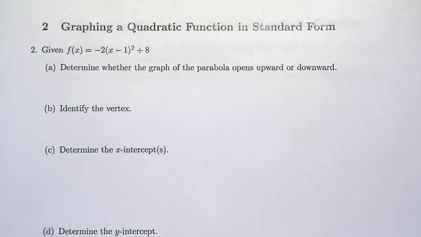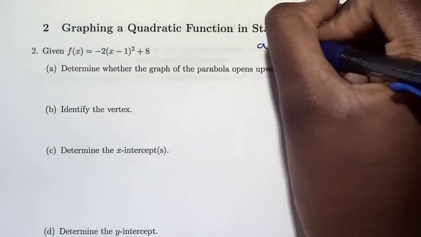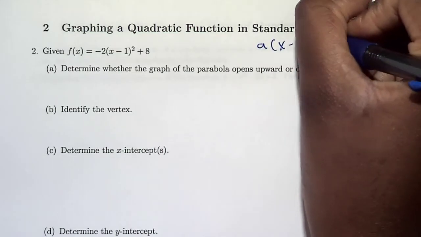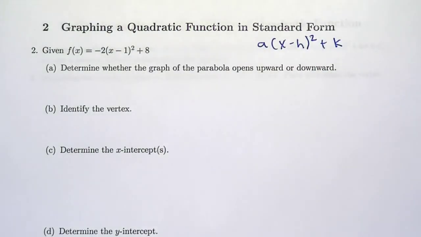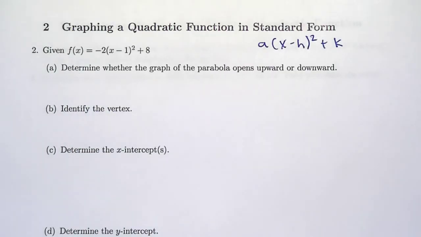Okay, so let's talk about graphing from scratch a quadratic function in standard form. So reminder, standard form looks like this, where h and k tell us our vertex, and this a, whether it's positive or negative, tells us whether our parabola opens up or down. So in number 2, we have this parabola, negative 2 times (x minus 1) squared plus 8.